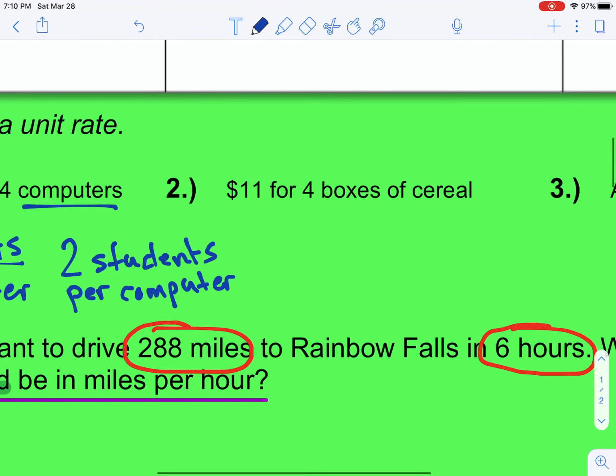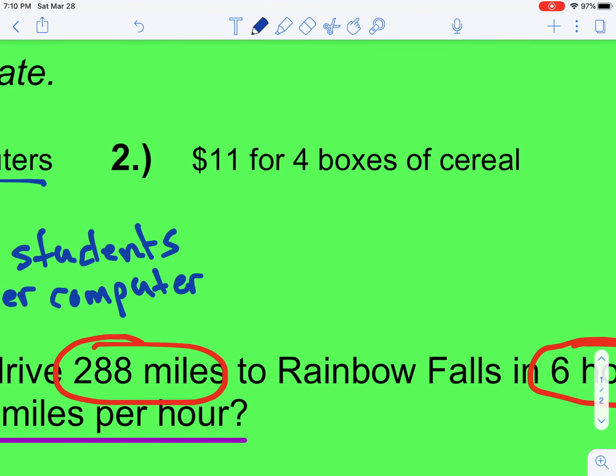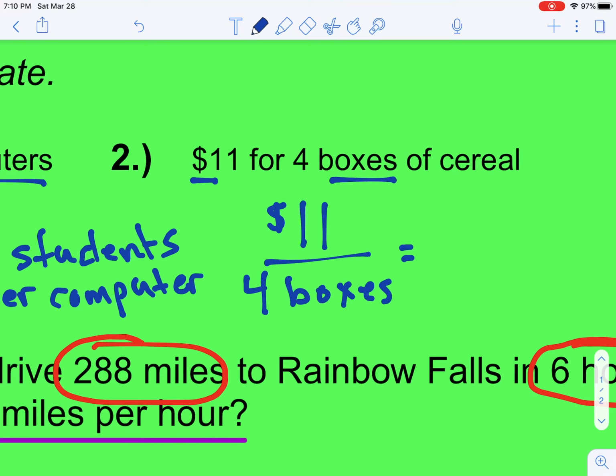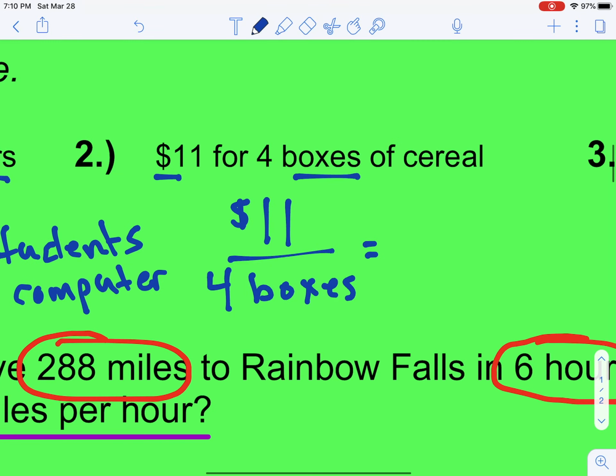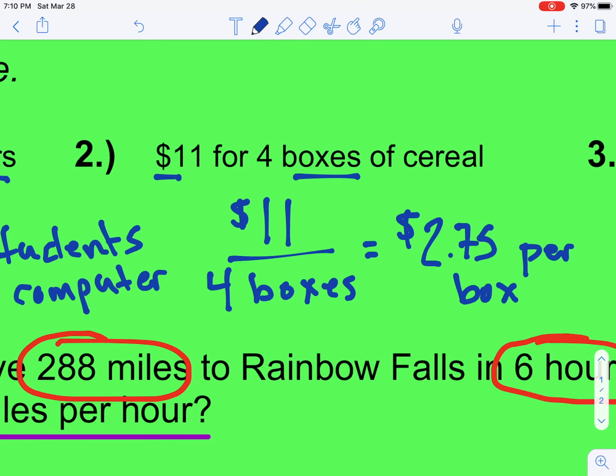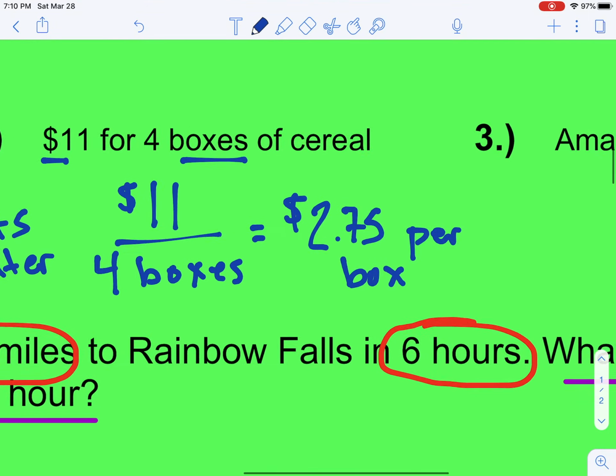Number 2, I have $11 for 5 boxes of cereal. So the two things I'm comparing is money and boxes of cereal. So I'm going to put $11 on the top. So I have $11 for 4 boxes of cereal. I'm going to divide 11 divided by 4. You can use a calculator if you need to. 11 divided by 4 is $2.75 per box. Remembering to add the units are very important. Need to have the labels.